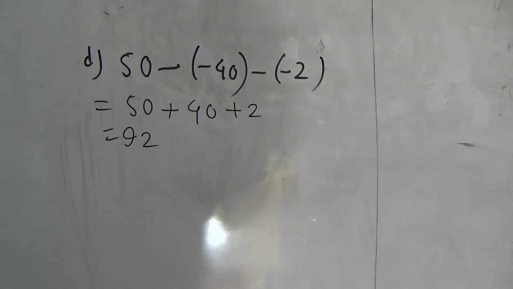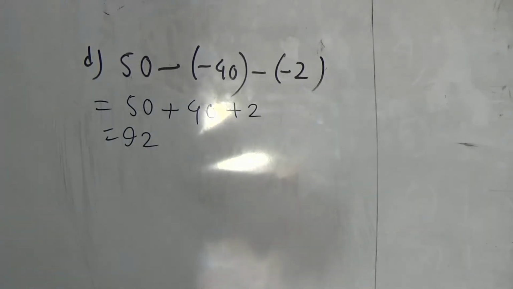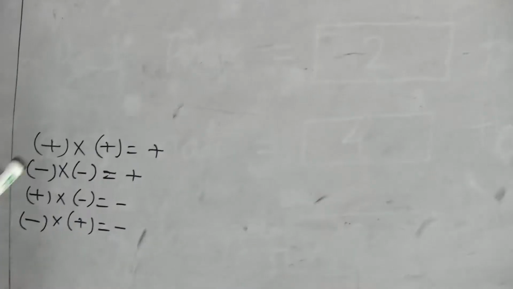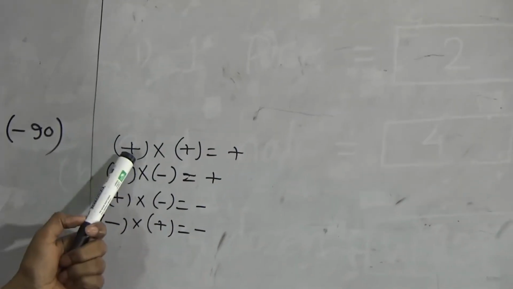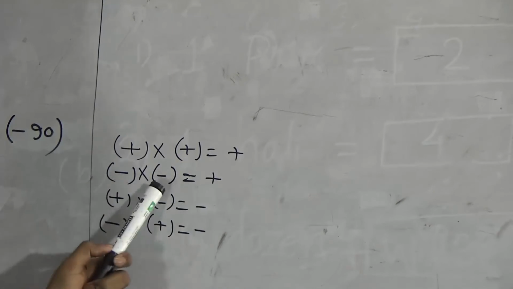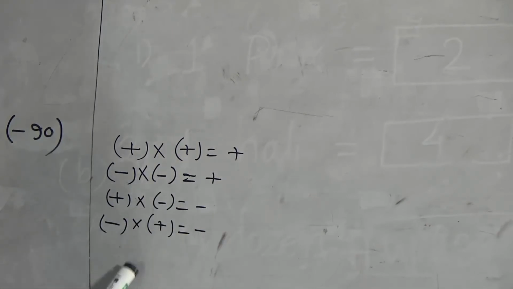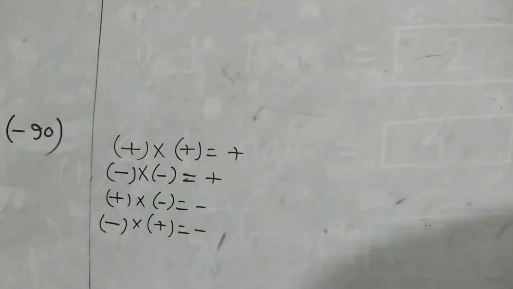Student, remember, to find the value of this type of math, you have to remember these tricks. Okay, plus into plus equals plus, minus into minus equals plus, plus into minus equals minus, minus into plus equals minus. Okay, these are very important tricks.